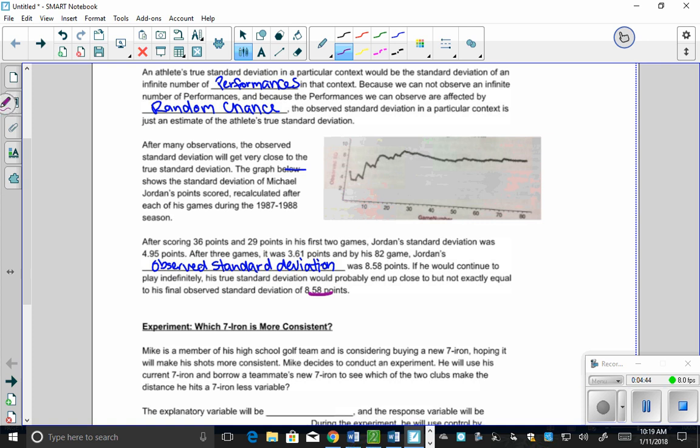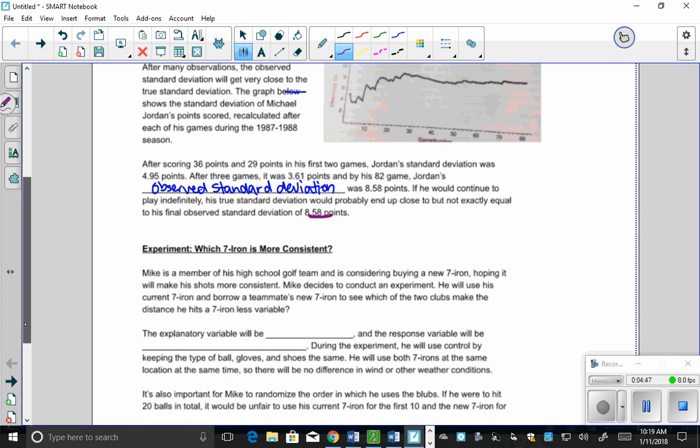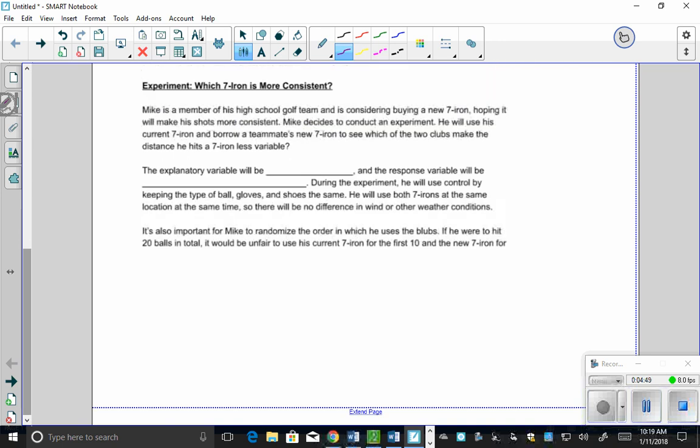So in our experiment that we're going to look at, we're dealing with a guy named Mike. Mike plays golf. We want to know which 7-iron that Mike uses is more consistent. So Mike is a member of his high school golf team and is considering buying a new 7-iron, which is a golf club, hoping that it will make his shots more consistent. Mike decides to conduct an experiment. He will use his current 7-iron and borrow a teammate's new 7-iron to see which of the two clubs makes the distance he hits the 7-iron less variable, which means less spread out.